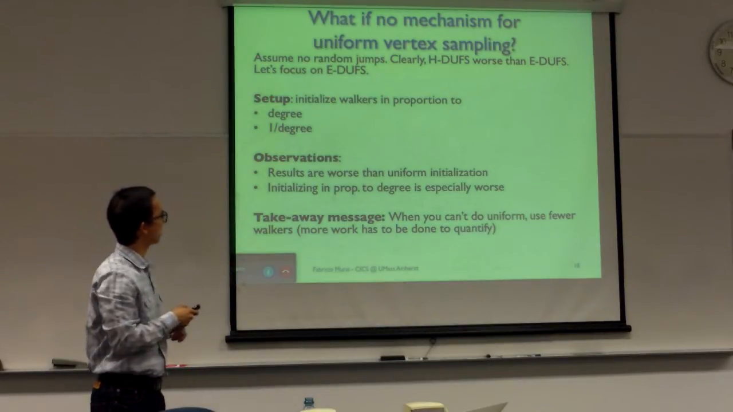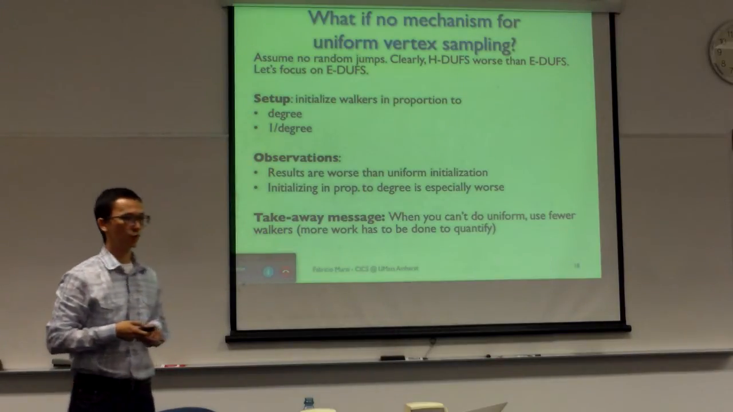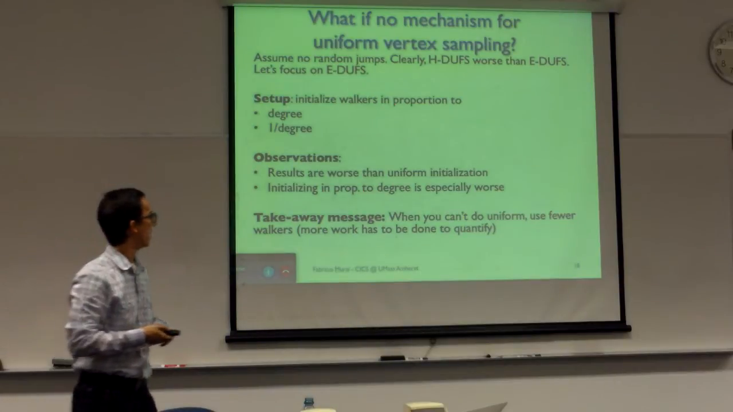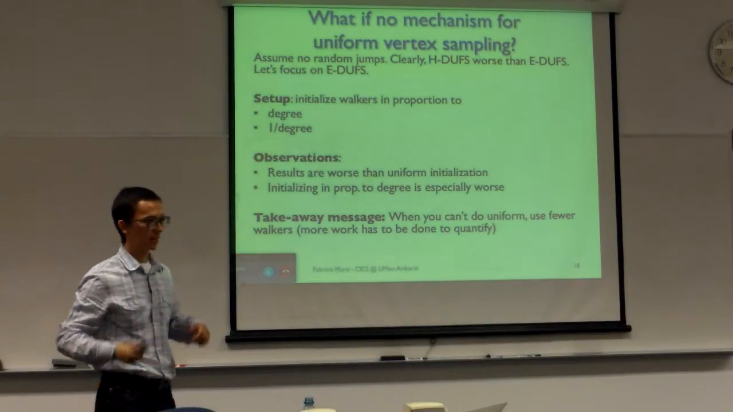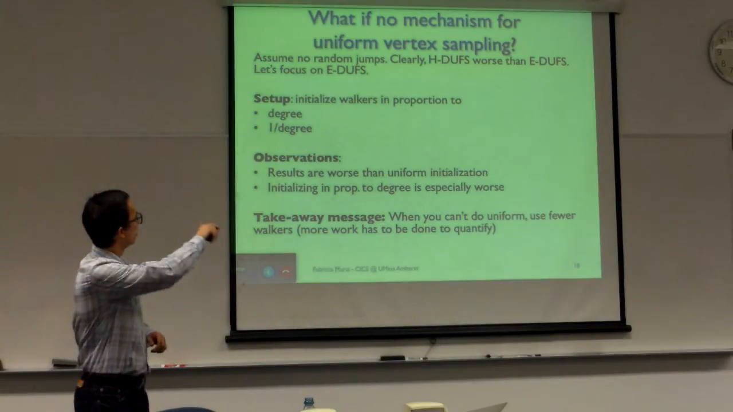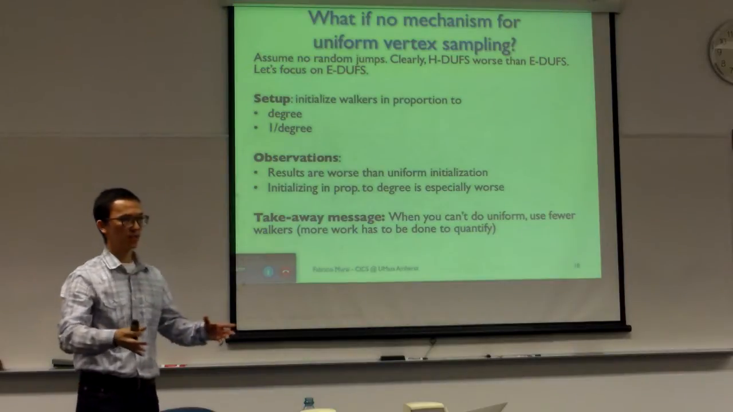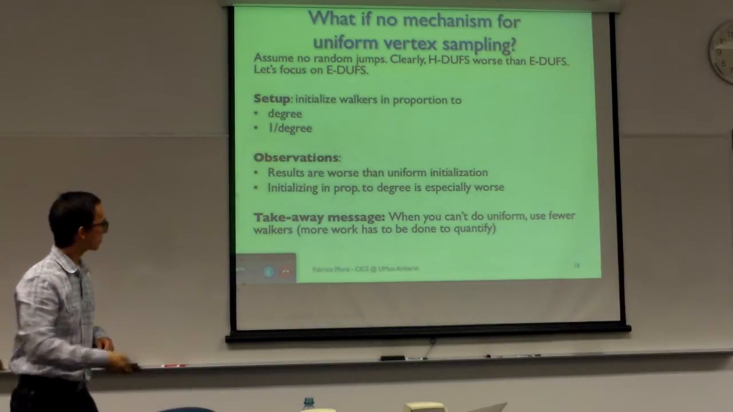So we observed that the results for both types of initializations are worse than for uniform initialization. And in particular, when we initialize in proportion to the degree, it is especially worse. And that's because when you initialize in proportion to the reciprocals, that's closer to the uniform distribution.